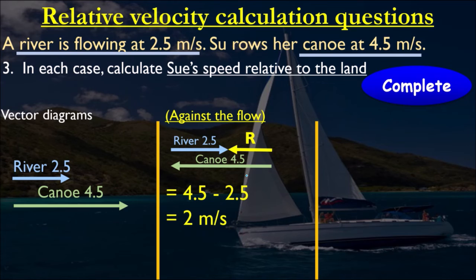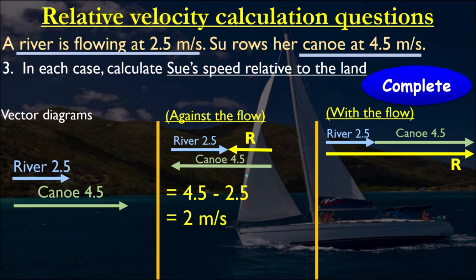if the boat was flowing with the river, or the canoe was flowing with the river, from the stationary person's perspective, the boat has its own velocity, but it's also being pushed faster because of the velocity of the river. And so in that case, it'd be 4.5 plus 2.5, and so we get 7 meters per second.